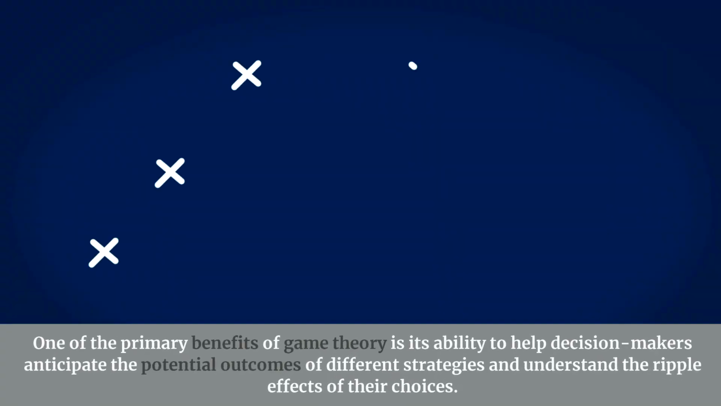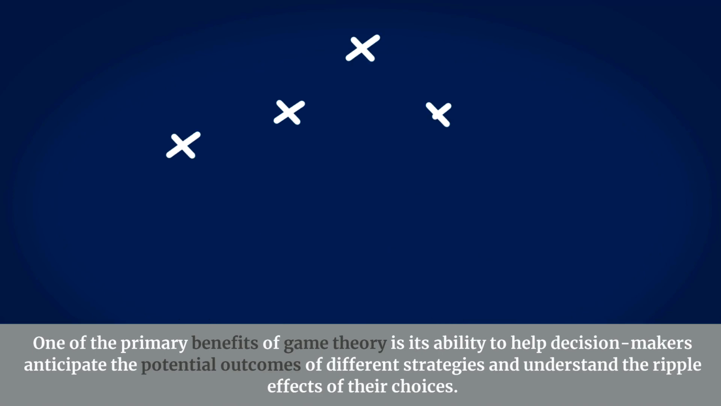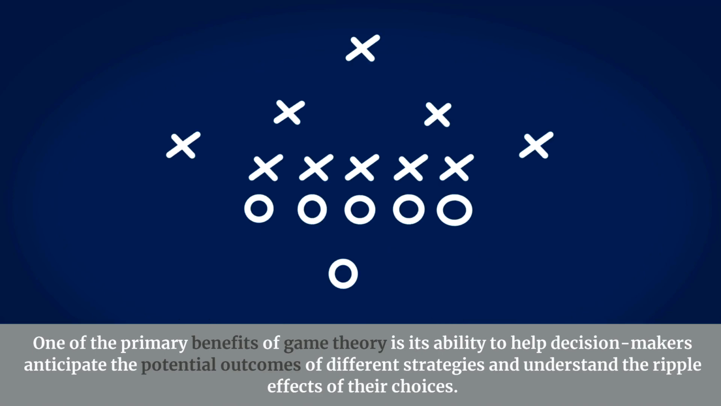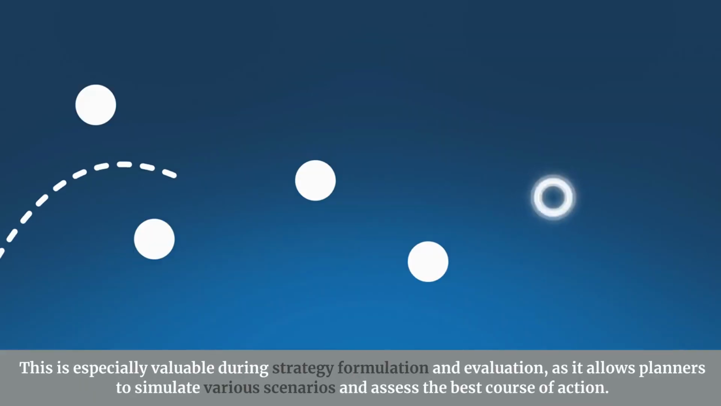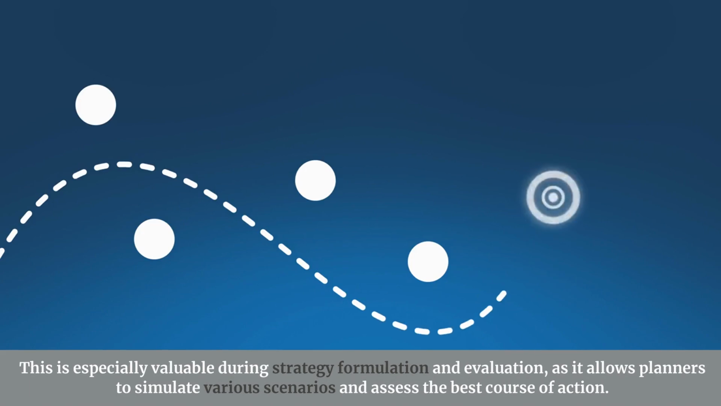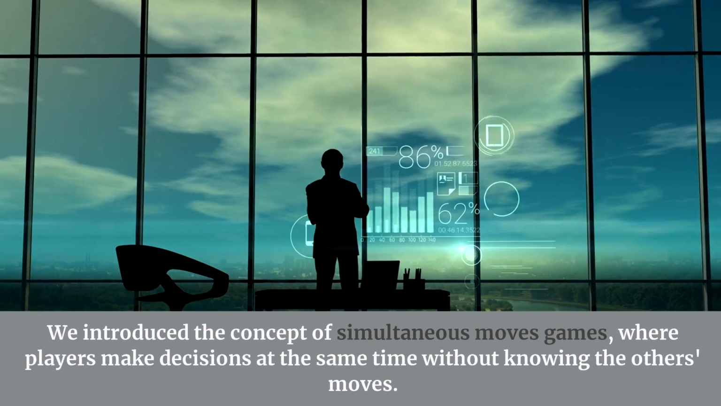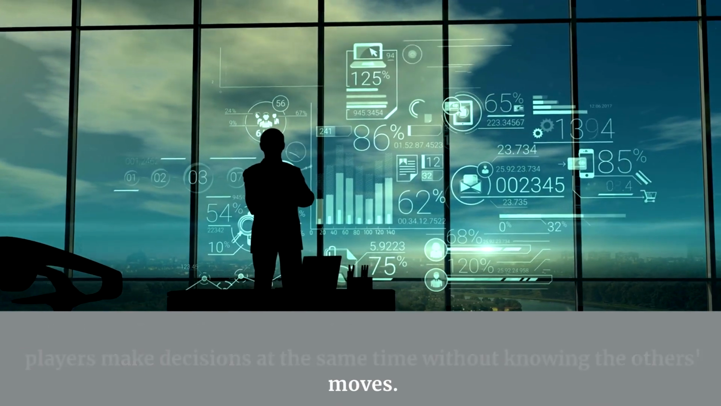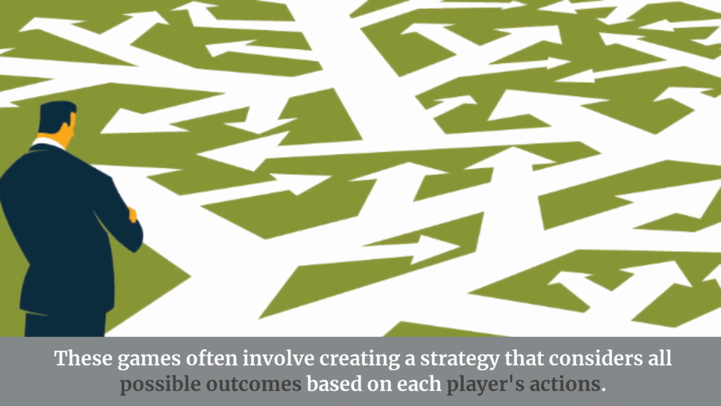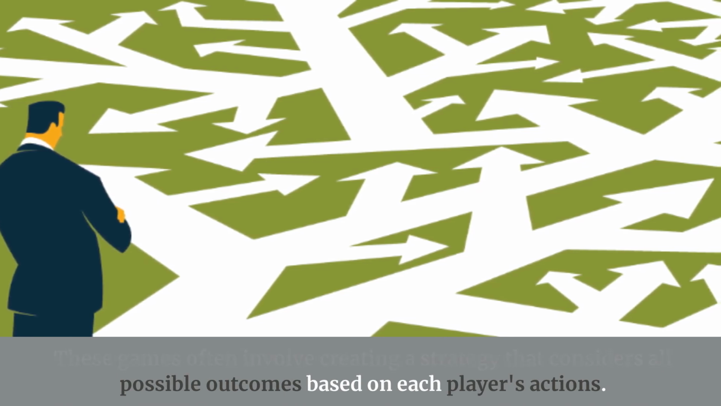One of the primary benefits of game theory is its ability to help decision-makers anticipate the potential outcomes of different strategies and understand the ripple effects of their choices. This is especially valuable during strategy formulation and evaluation, as it allows planners to simulate various scenarios and assess the best course of action. We introduced the concept of simultaneous moves games, where players make decisions at the same time without knowing the other's moves. These games often involve creating a strategy that considers all possible outcomes based on each player's actions.